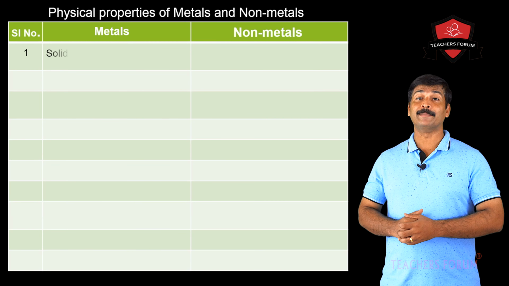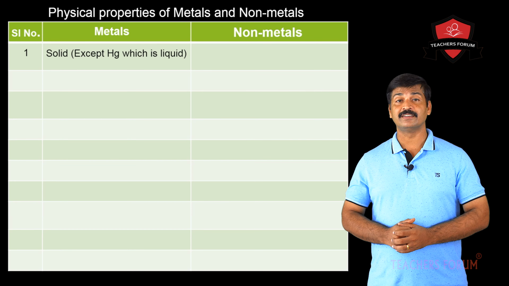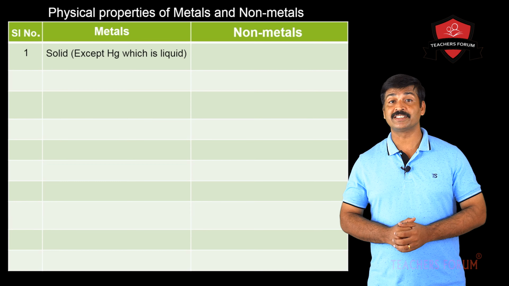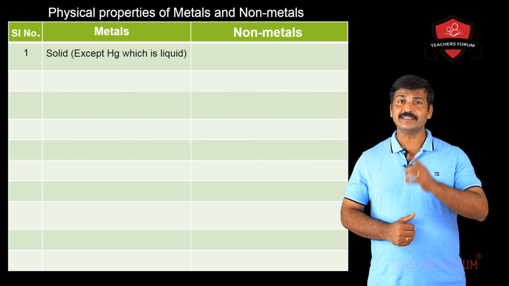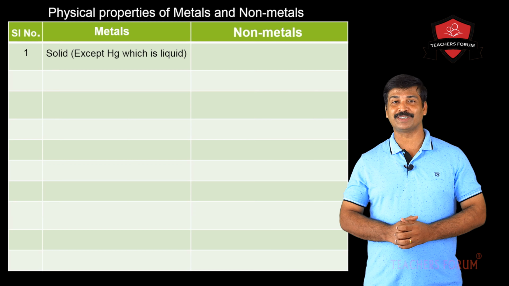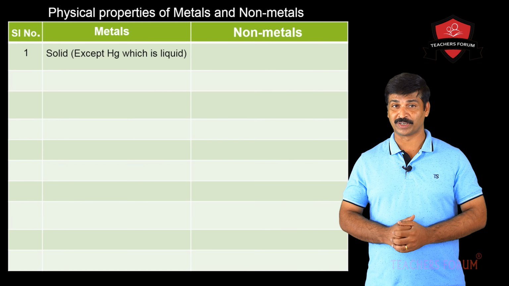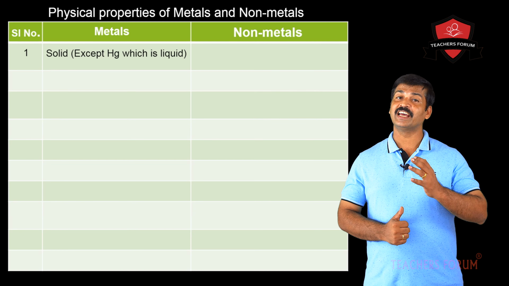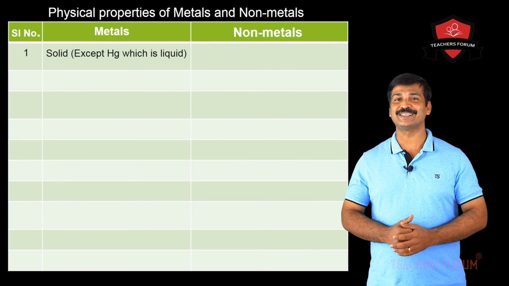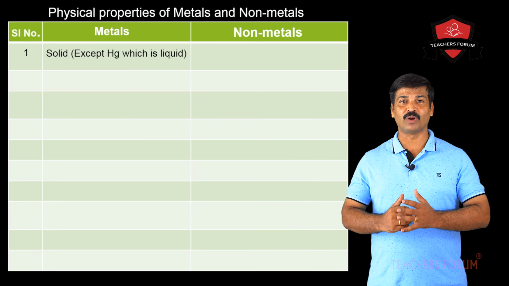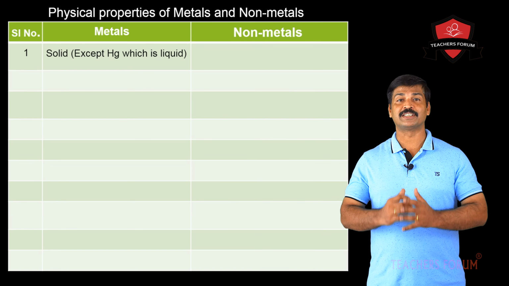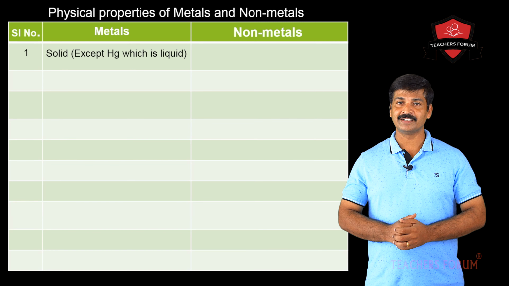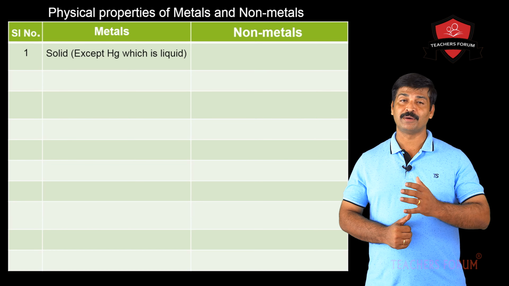First of all, metals are solid at normal temperature. That means usually metals are solids, but there is one exception. Can you tell me what that is? That is mercury. You know that mercury is a metal, but it is a liquid. So mercury is a liquid metal. I told you generally metals are solids, but mercury is a liquid, but it is also considered a metal.